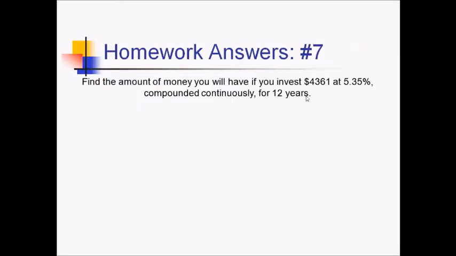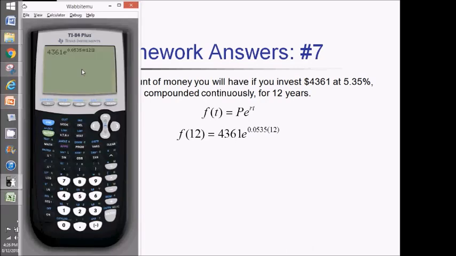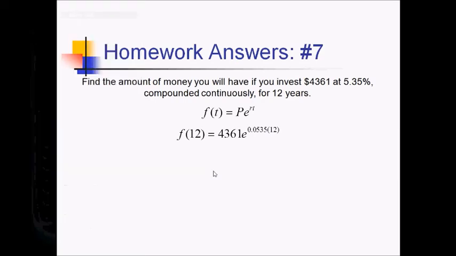For 7, we're investing $4,361 at 5.35%, compounded continuously for 12 years. Let's see what we have for that. So we've got the PERT formula for continuous compounding. We've got a principal of 4,361 times E to our interest rate, which is going to be, if we move the decimal, 0.0535, times the T value of 12 for 12 years. So if I plug all that in my calculator, it should come out to about $8,287.11.